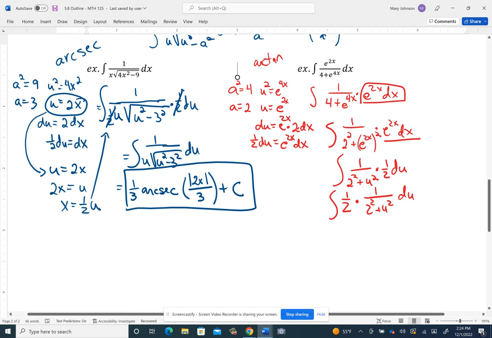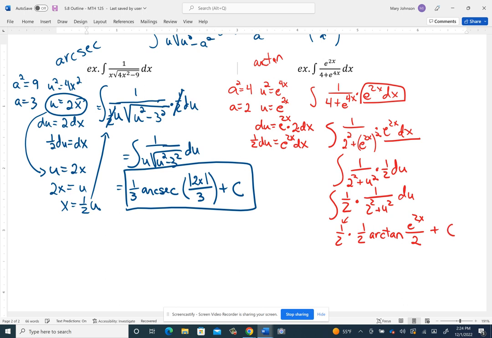Okay. All right, so now let's integrate. So the 1/2 just comes down. Now I'm using the formula. So the formula for the arctan is what you're looking back at. So you're going to have the a is 2, so you're going to have 1/2. Then you're going to have arctan. You're going to have the u, which is e to the 2x, and you're going to have to divide that by the a value, which is 2. And then don't forget about the plus c.